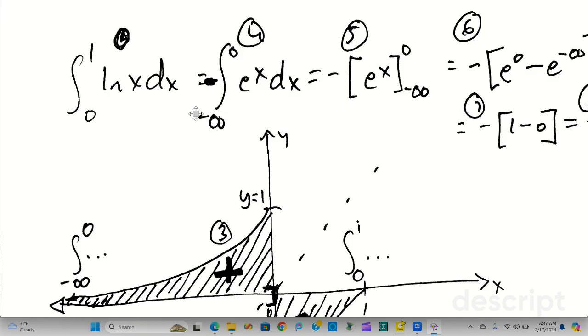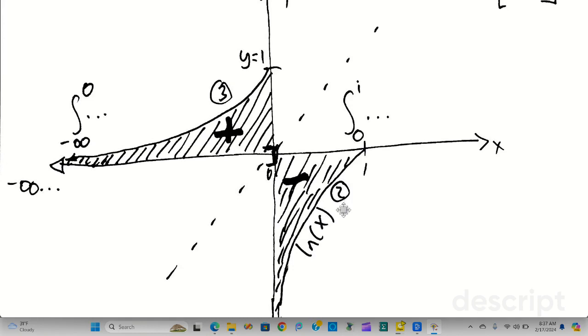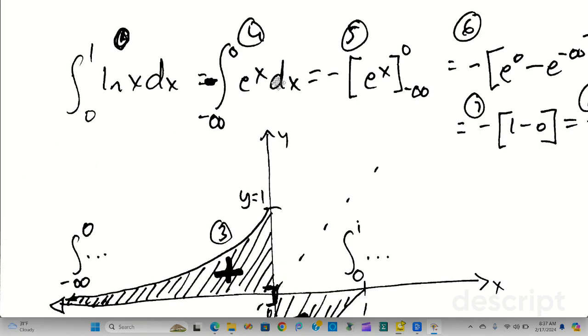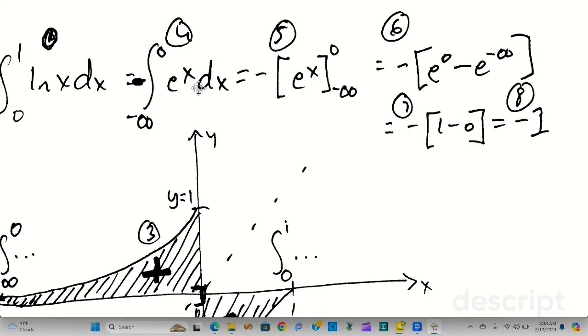So look, you have then the limit from 0 to 1 of ln x dx becomes negative infinity to 0, and just attach a negative on the outside, and e to the x is what you get from mirroring ln x, since they're inverse functions. And then from there, it's pretty straightforward. You just do negative of e to the x between 0 and negative infinity.